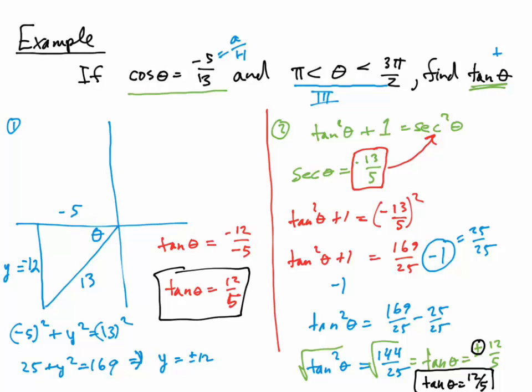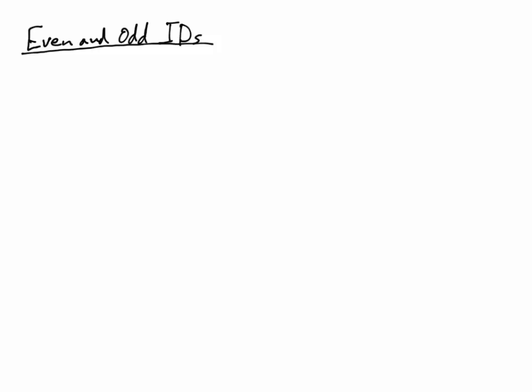Now, looking at both of these side by side, we can clearly see that the first method is a little quicker. However, we can use the identity in this way to find the value of tangent. And then another set of identities that we will use are called the even and odd identities. So if we recall, a function is odd if it's symmetrical about the origin, whereas an even function has symmetry about the y-axis.